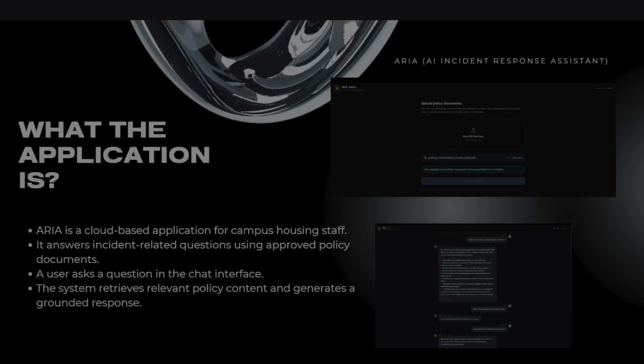What the application is. ARIA is a cloud-based application that allows housing staff to ask questions during incidents and get answers grounded in official policy documents. So instead of searching through PDFs manually, a staff member can just type a question into a chat interface. The system then retrieves relevant policy content and generates a response based only on those documents. This makes the answer more reliable and easier to trust.